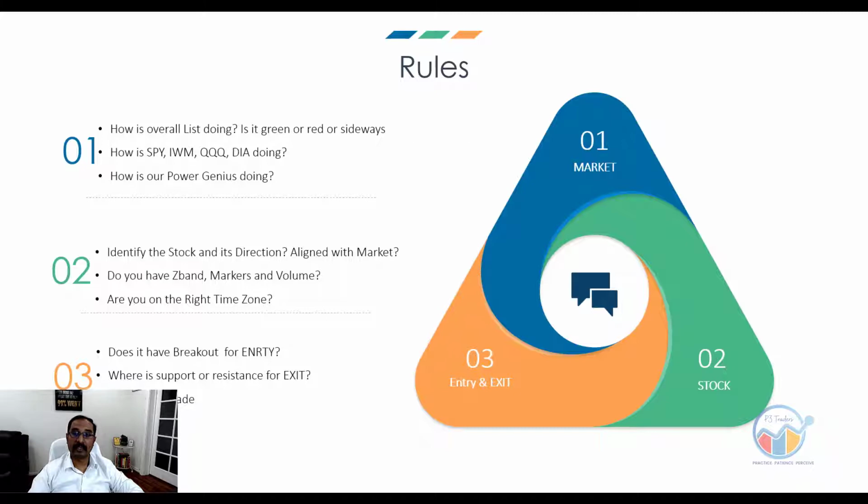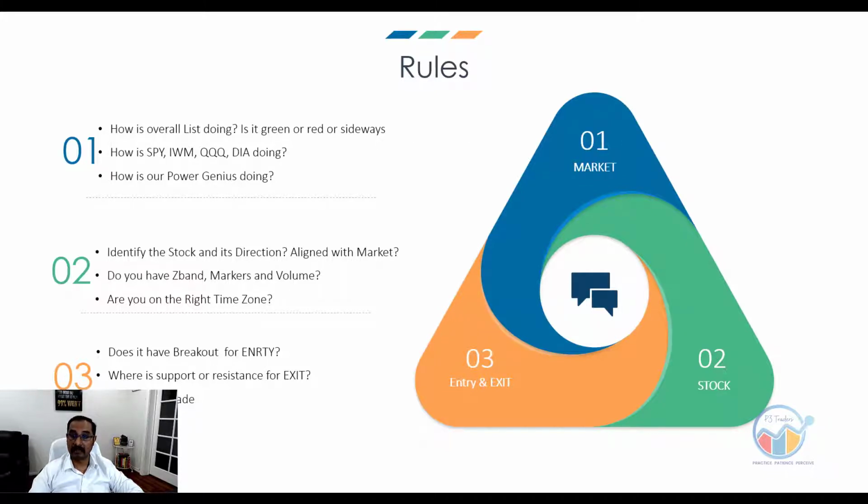The second thing is go back and find out the stock. Which stock you need to go against or go with, right? So find out that stock and find out is that stock in the same direction with the market? Is it aligned with the market? Do you have Z-band, markers and volume? Those are all the proprietary indicators that we have. So do you have all those things aligned for your right direction?